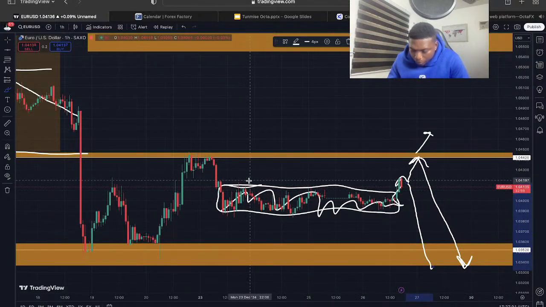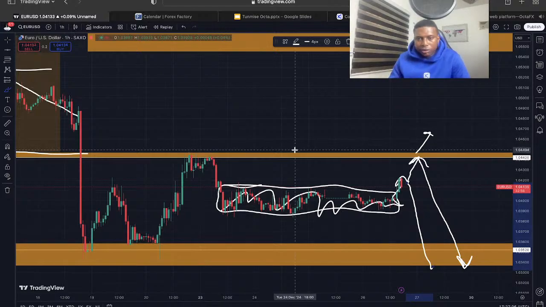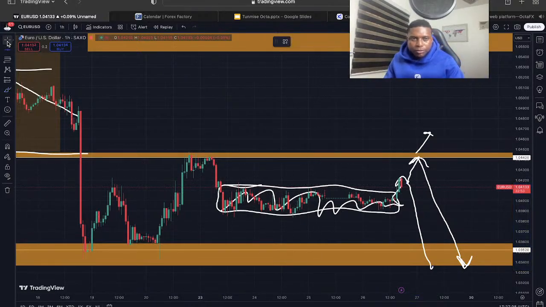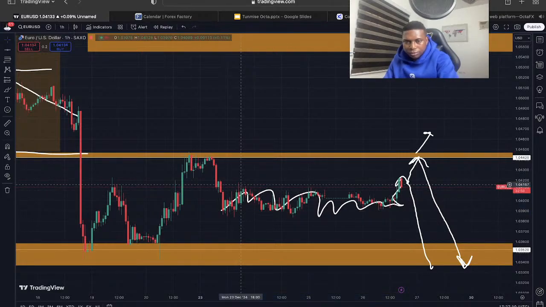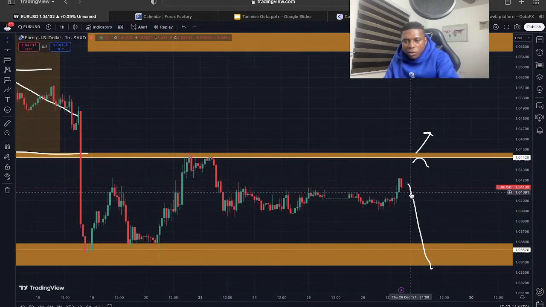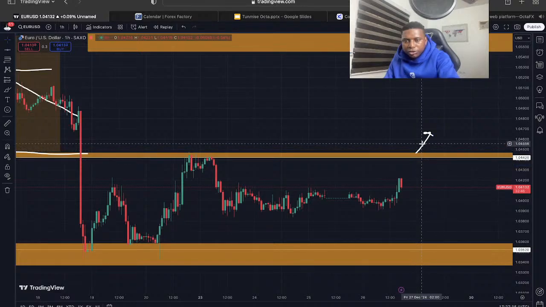So Kemi is asking what pair is this? This is Euro USD. Okay, maybe you are just joining us, but this is Euro USD. So if you have any question before we move on, please do well to ask.